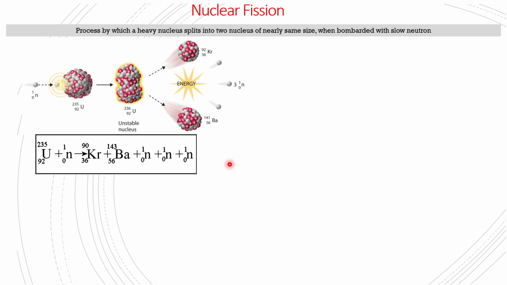So let's understand this in an equation. We started with uranium, bombarded it with a slow moving neutron. It produced two nuclei, krypton and barium. It also produced three neutrons. Each of them can participate in the next fission reaction.